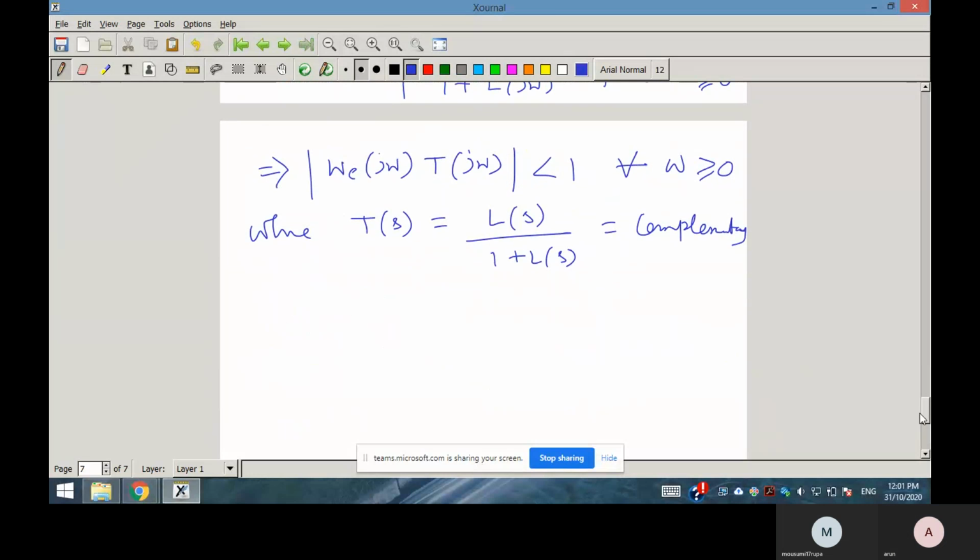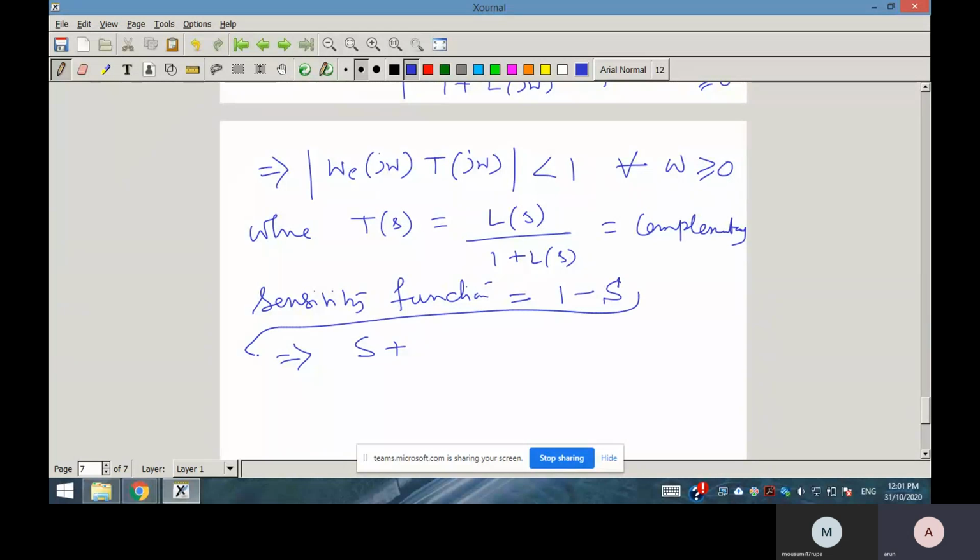Complementary sensitivity function. So this you can also write as 1 minus S, where S is the sensitivity function. S is 1 divided by 1 plus L. So from here, S plus T equals 1.